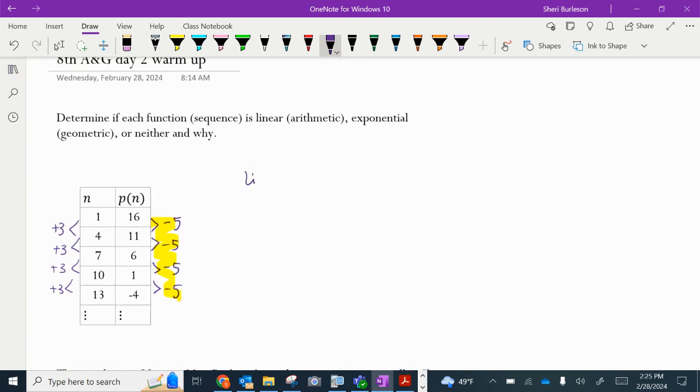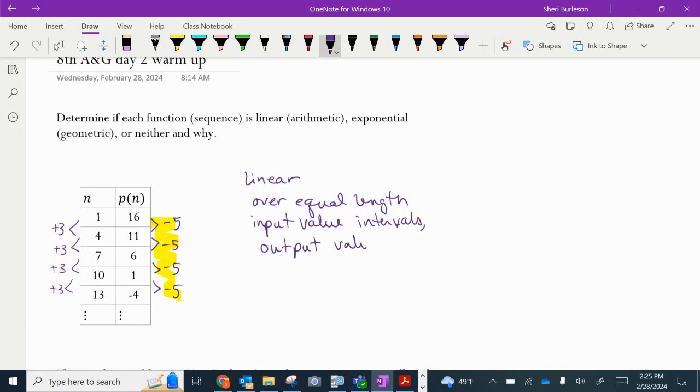So we would say that this function is linear because over equal length input value intervals, the output values change at a constant rate. So this comes from here, and that's enough to defend linear, or in this case, arithmetic, right?